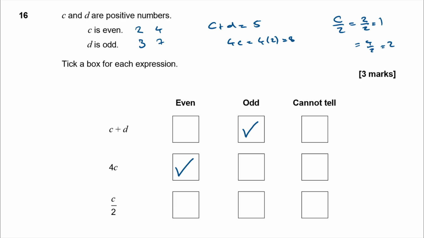So 2, when you divide it, you get 1. 4, when you divide it, you get 2, which is even. 6, when you divide it, you get 3, which is odd. 8, when you divide it, you get 4, which is even. So I think for this one, you can't tell because it could be either one depending on the value of C.